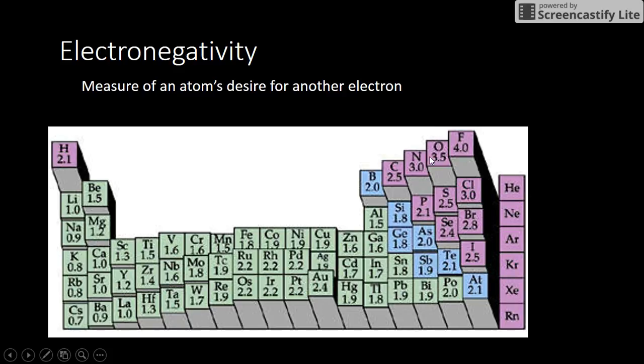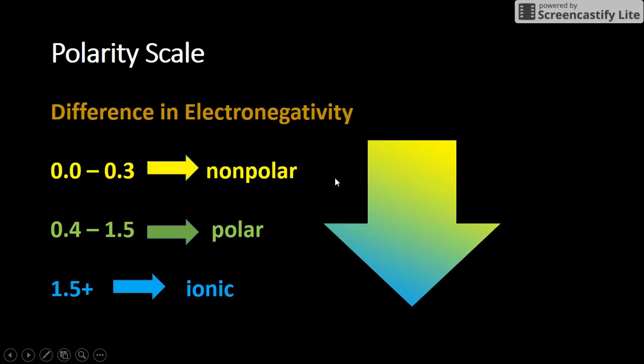So if you subtract these from each other, like if N was bonding with O, you would subtract 3 from 3.5 and you'd get a number. If N was bonding with F, you would subtract 3 from 4 and you get a number. And since 4 minus 3 is 1, and 3.5 minus 3 is 0.5, this bond, the NF bond, would be more polar than the NO bond.